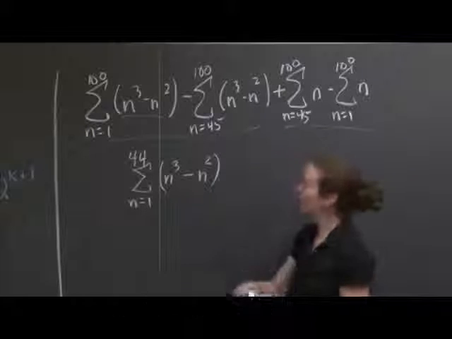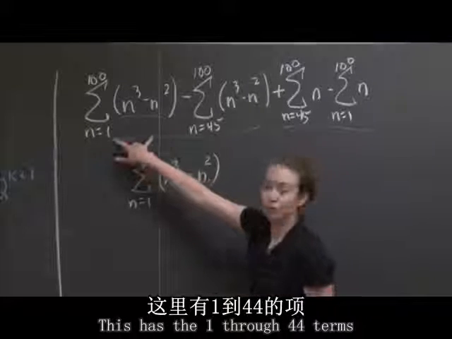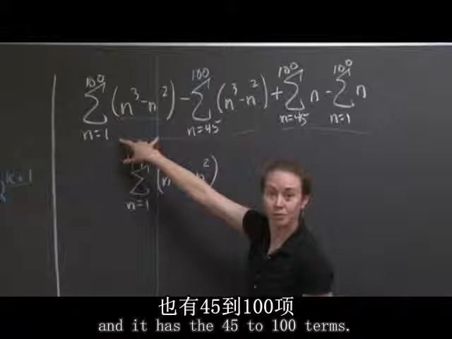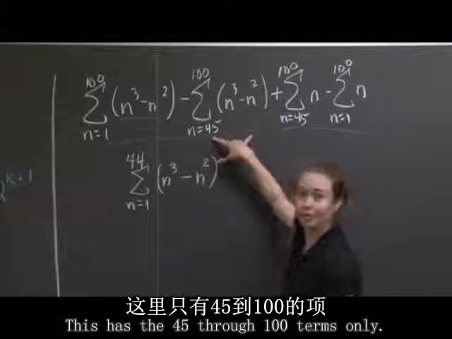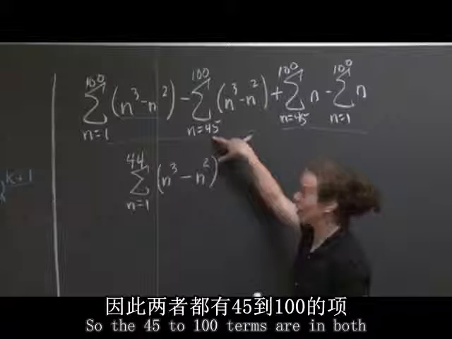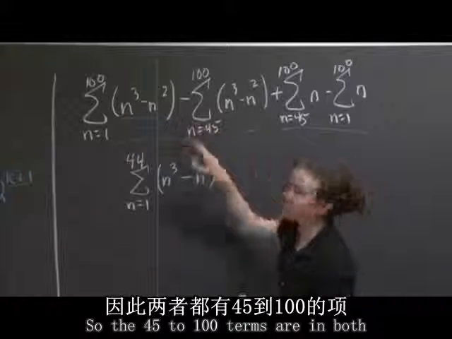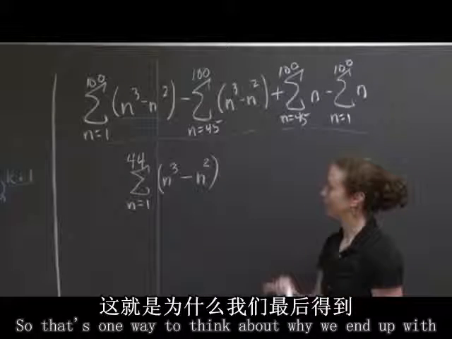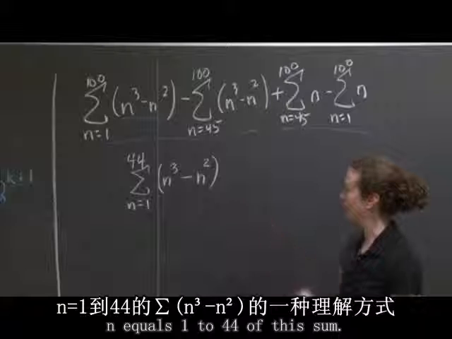Again, why is that? This has the 1 through 44 terms, and it has the 45 through 100 terms. This has the 45 through 100 terms only. So the 45 through 100 terms are in both, and they're subtracted off. So that's one way to think about why we end up with n equals 1 to 44 of this sum.